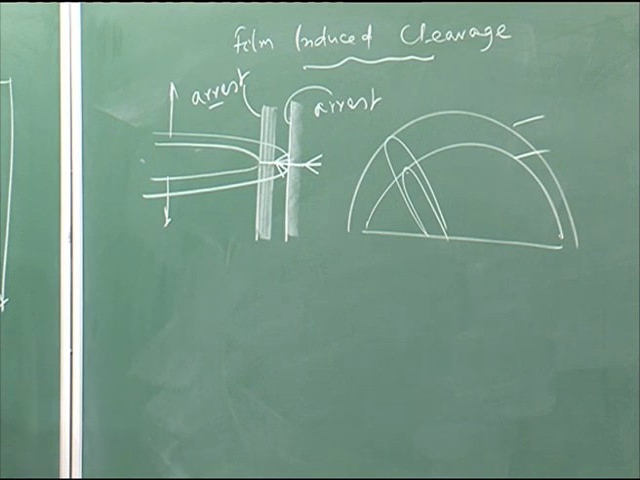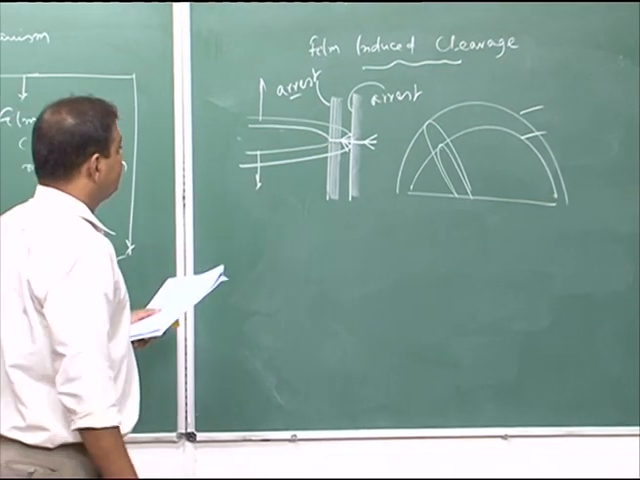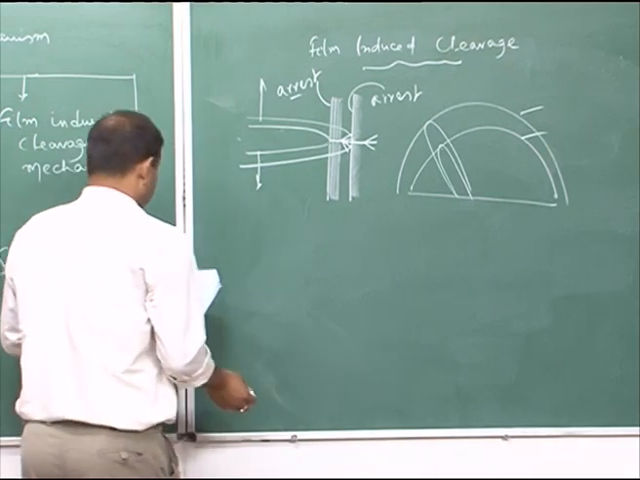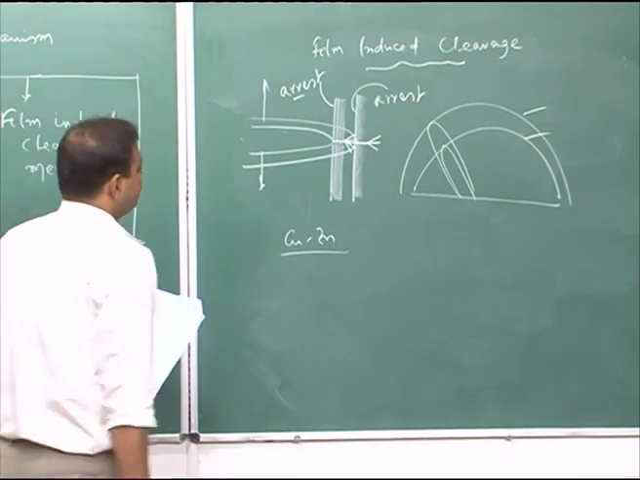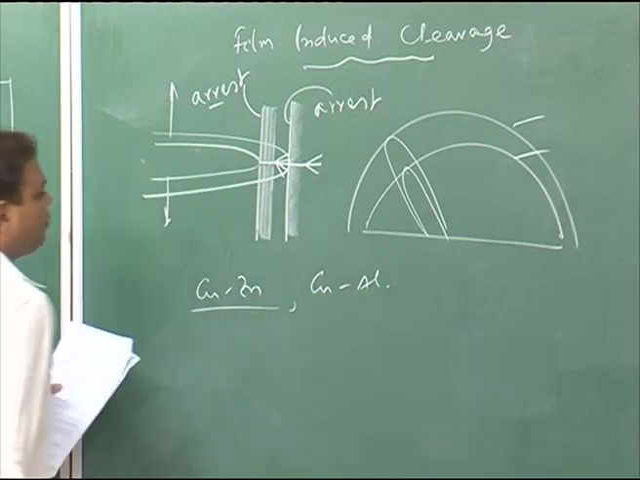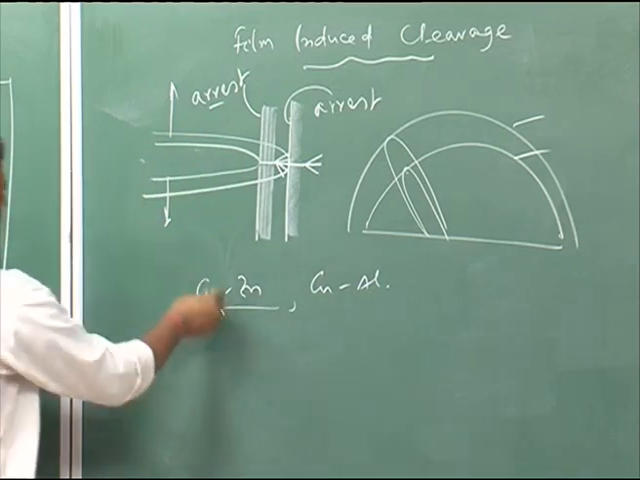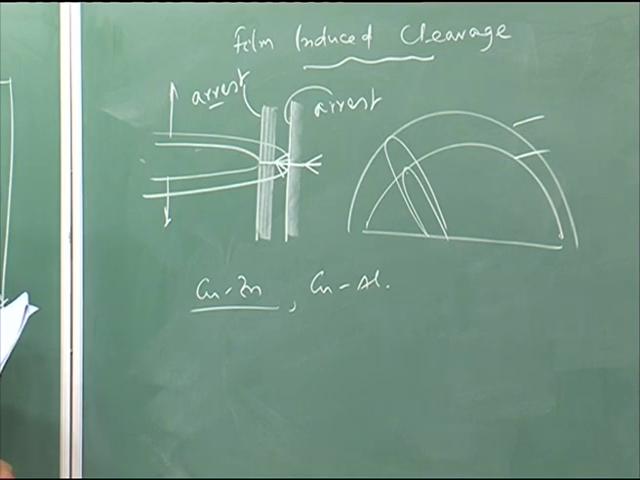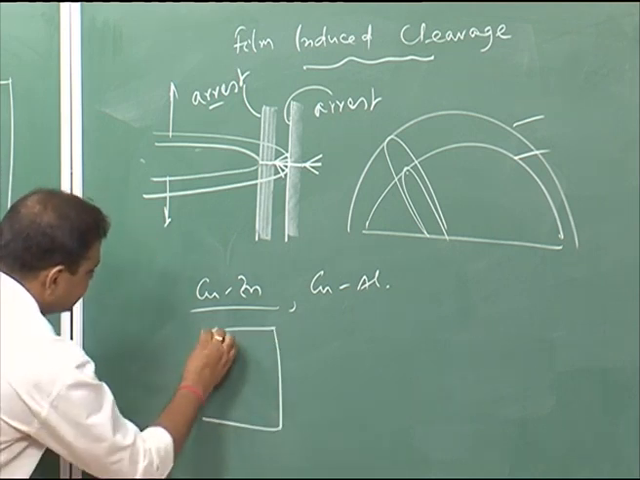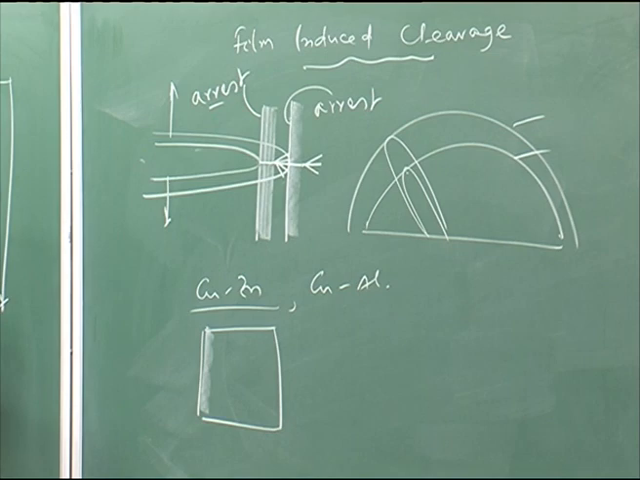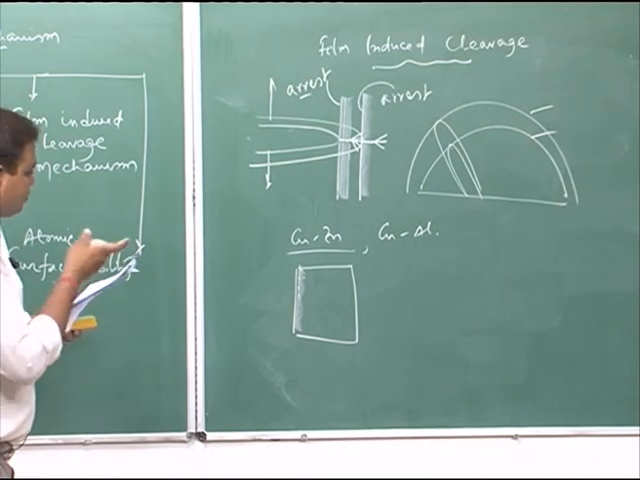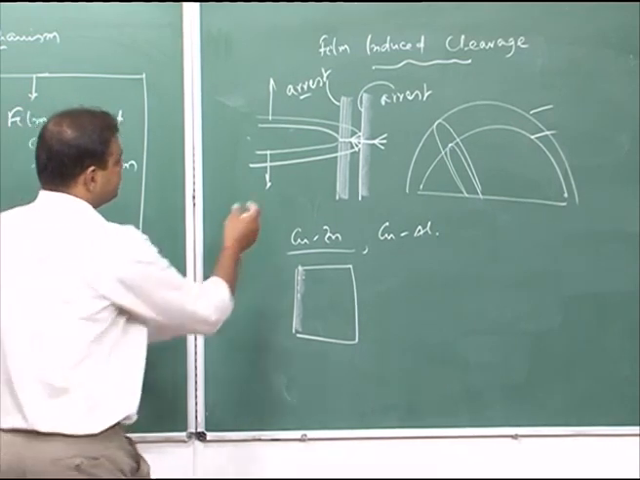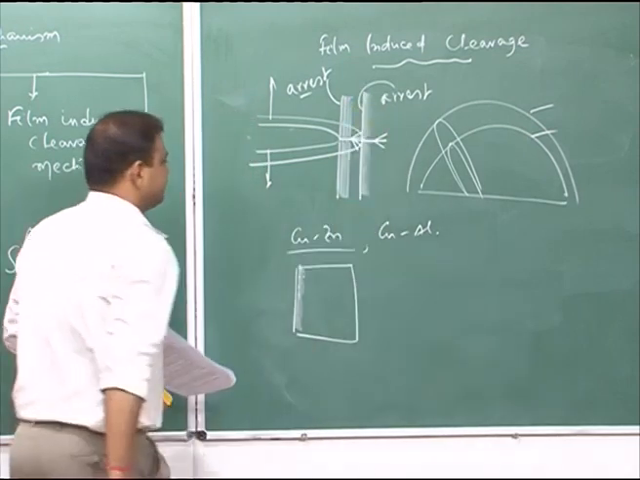So, this is the film induced cleavage mechanism, and this mechanism can explain SCC cracks in the copper zinc system or copper aluminum system, where in copper zinc you have a dezincified layer, which is porous in nature, and micropores form at that zone. This is the metal surface, and let us say this zone has dezincification. So, you have small pores here, and those pores act as stress raisers, and through that the crack can propagate inside the material by breaking the film surface.